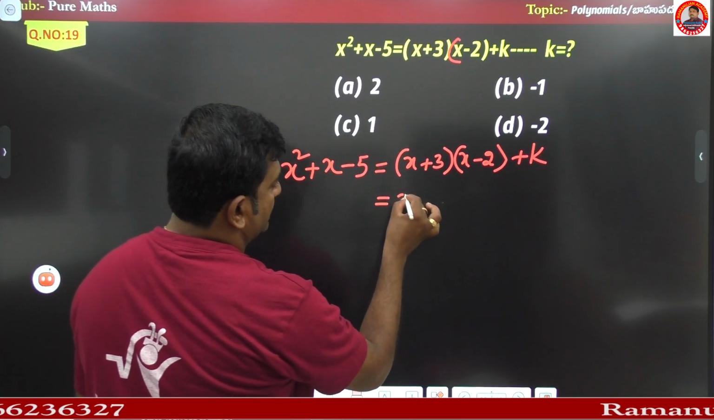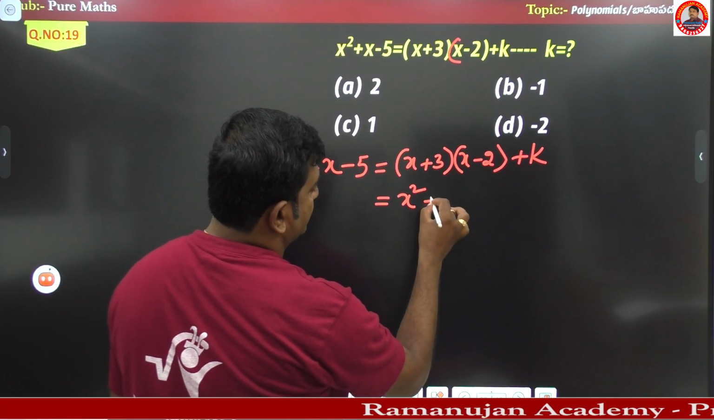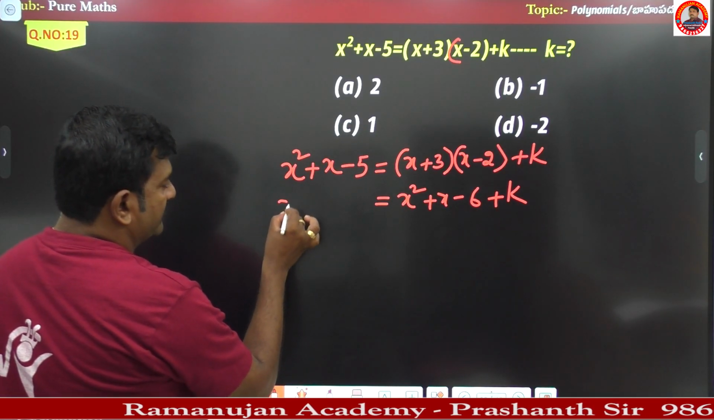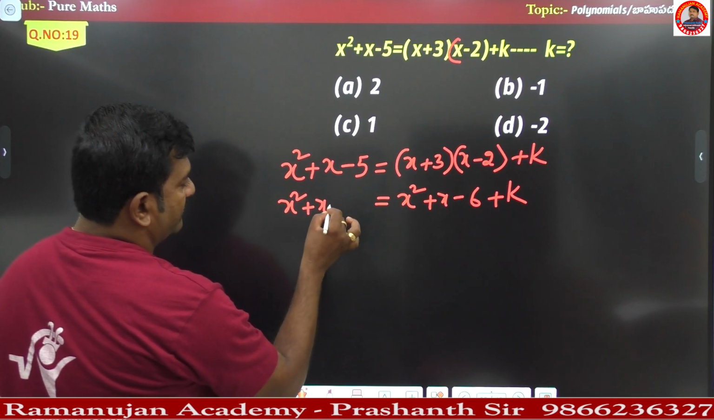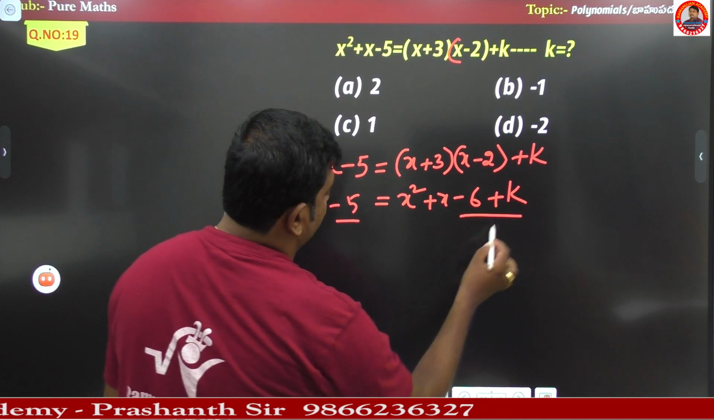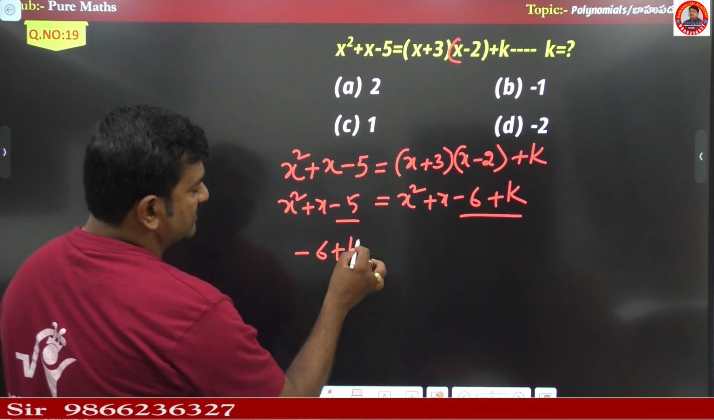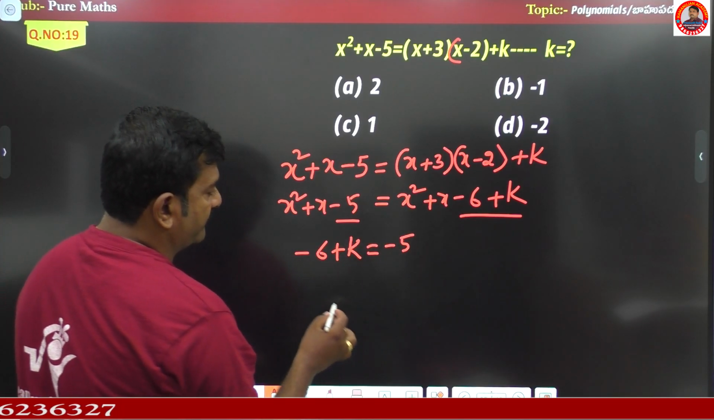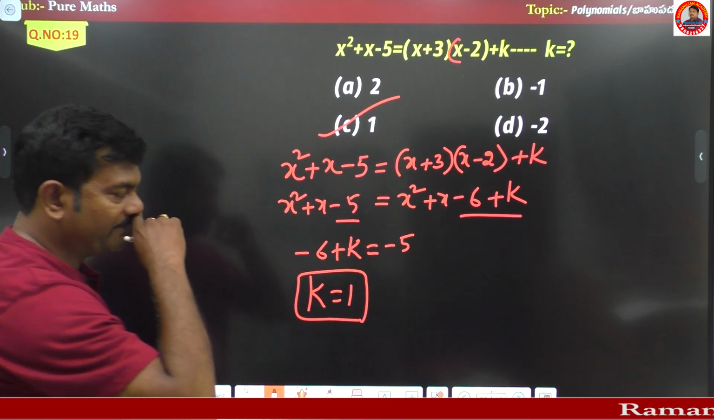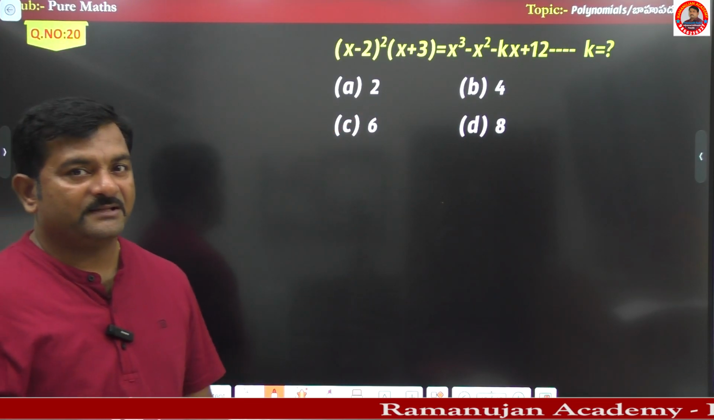You just multiply: x into x, we get x square. x into minus 2 is minus 2x, and plus 3x means plus x. Minus 6 plus k. And left side, what we have? x square plus x minus 5. See, x square and x cancel. Here we have minus 5, here we have minus 6 plus k. So minus 6 plus k must be minus 5. Therefore the k value must be equal to 1. Now one more question, which is the last question in this polynomials.